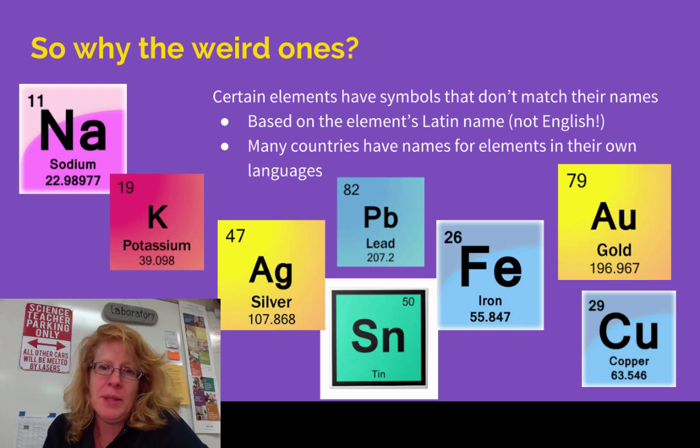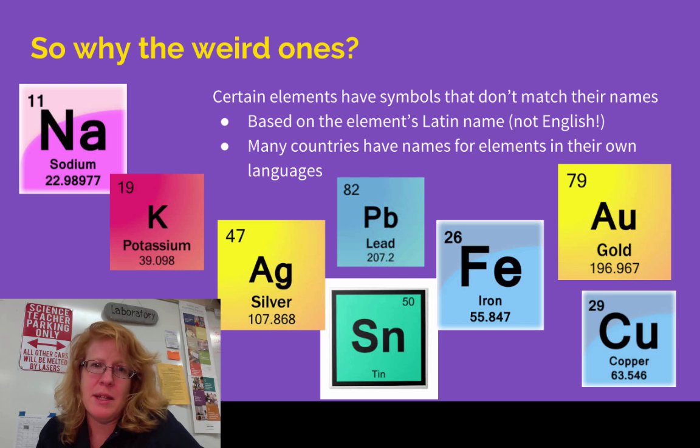So I threw some of the big ones up on this particular screen, where the element names, like sodium, has S-O-D-I-U-M in the name, and the symbol is Na. What the heck is that? Almost always, the reason why they don't match is because the English name doesn't match the Latin name.